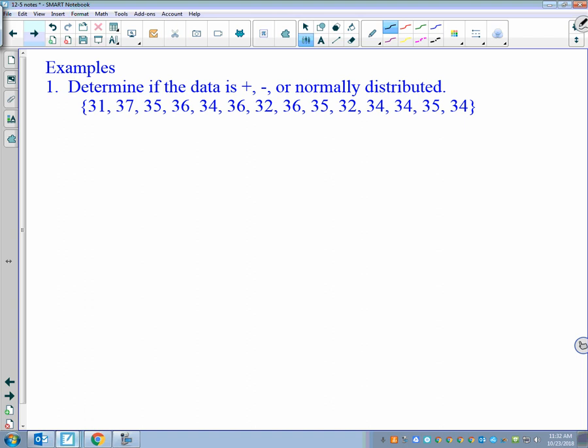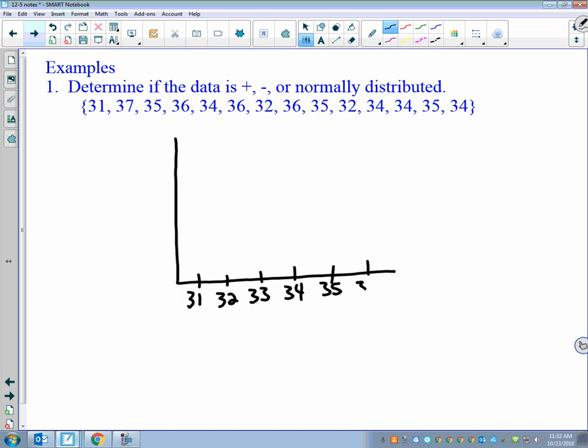It says determine if the data is positive, negative, or normally distributed. And there's just a bunch of numbers here. What I did is I made a frequency table of how many times these numbers appear, because it only goes from 31 to 37. So I wrote out the numbers 31, 32, 33, 34, 35, 36, and 37, and made a frequency table of how many times they appeared.